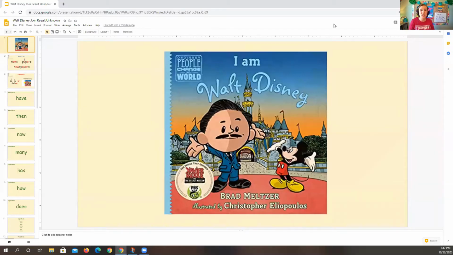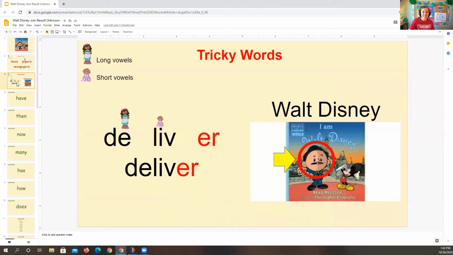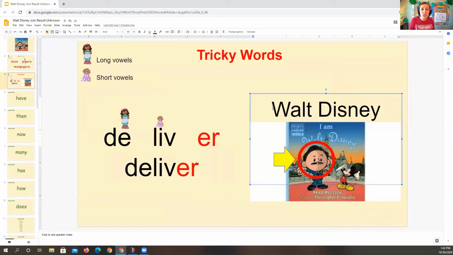All right, scholars. So we just read our story about Walt Disney. Then we got to read some really big words, right? We got to sound out this word, newspapers. Then we got to see some really tricky words and we got to try to figure out what they are. And we saw that this word is deliver. And then we had to use the picture and we had to remember what we read to remember that this right here is Walt Disney. And so when we see that word, Walt Disney, we know it's Walt Disney.